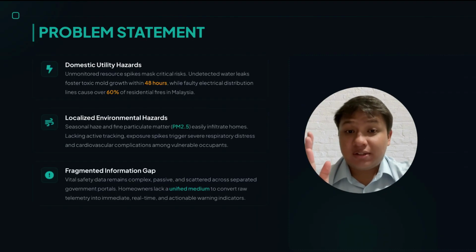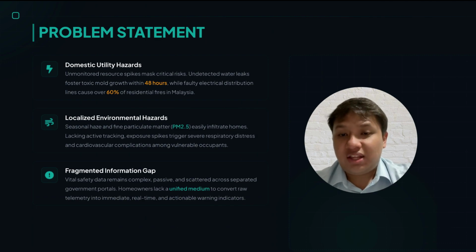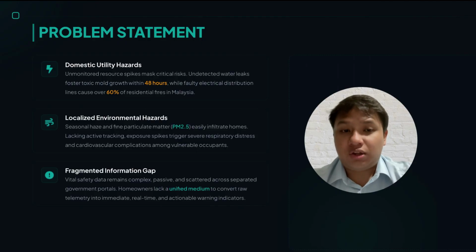I want to discuss the critical problems that motivate our project. Rapid urbanization has made our homes the center of human health. Yet, Malaysian households face severe hidden risks from both domestic utilities and external environmental hazards. First, on the domestic front, sudden spikes in water or electricity are the earliest indicators of danger.